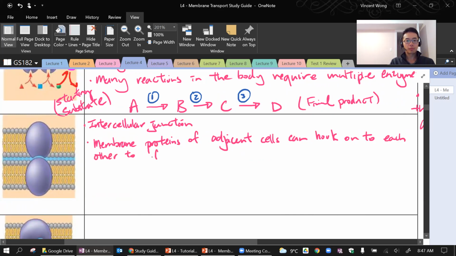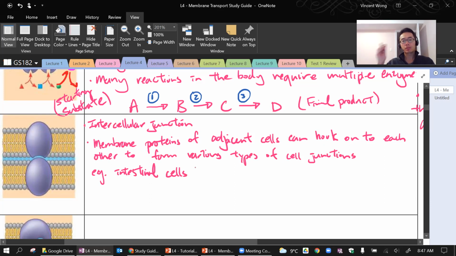To form various types of cell junction. There are different categories. We didn't go into the details. For example, you will want to have this in the intestinal cells. You don't want the food to be leaking out from your intestines, right? So you want a tight seal between the cells.